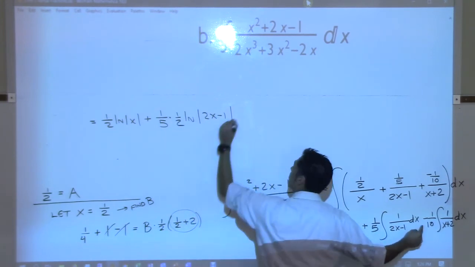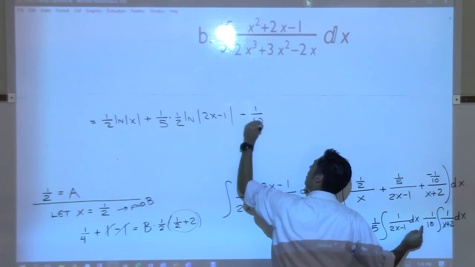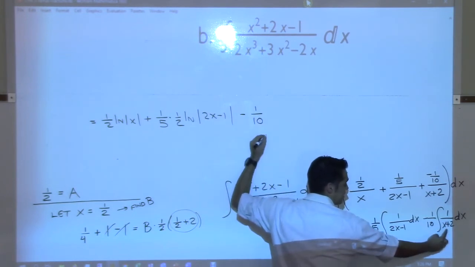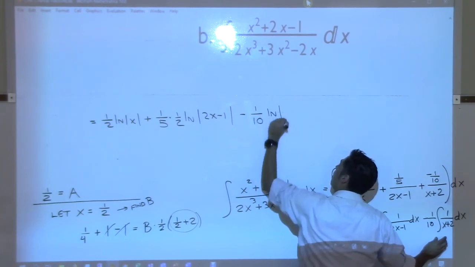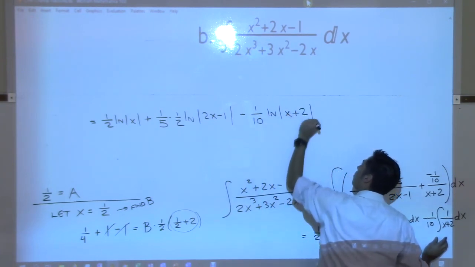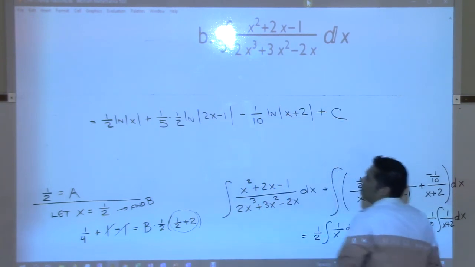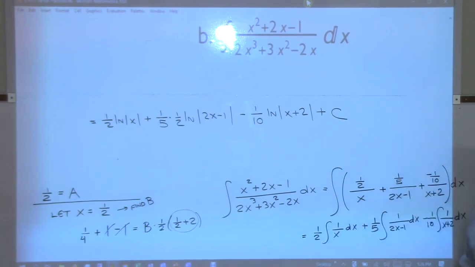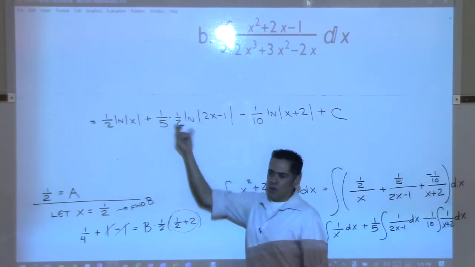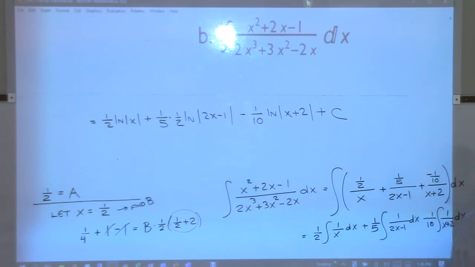And then we have minus 1/10. And this last one, do we have to scale? No, because it's 1. So natural log of absolute value of x plus 2, plus C. And we're done. I mean, you could put those together. Okay, that's 1/10, but otherwise we're there.